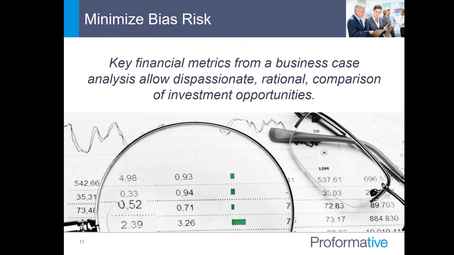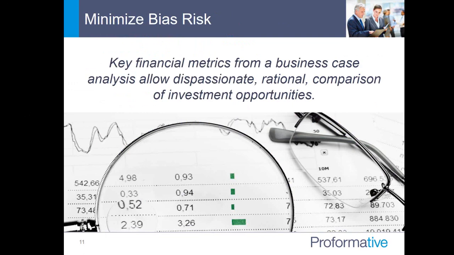And then the next piece is you want to minimize the bias risk. So bias risk is you have a list of priorities that an organization has, and somebody has their sweetheart project or the project that they really want to move forward with. And at the end of the day, it's probably not tying directly into the outcomes you really want to have from a business perspective.